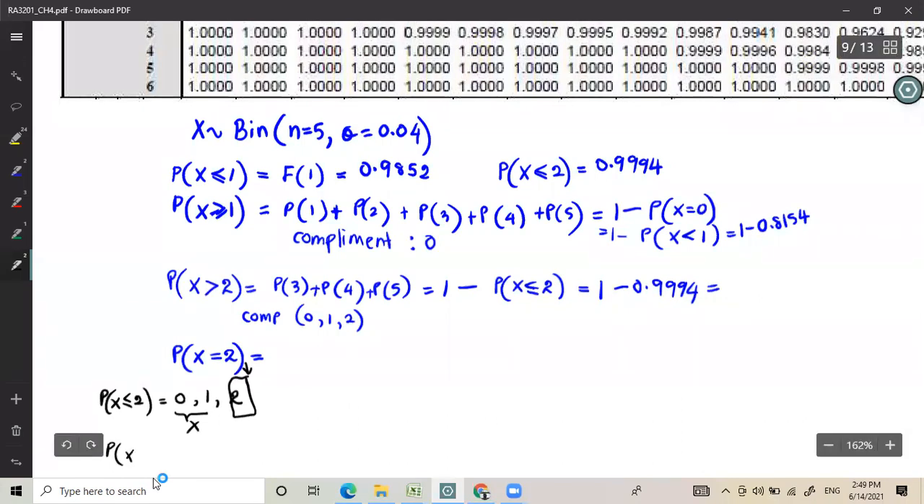Right? So you read up to 0 and 1, okay? And then you subtract this value from x less than or equal to 2. So if I write it like this, this area you don't need. So this is the same as you read up to x equals 2 and you subtract the one above it. That will give you P(X equals 2). Right? So let's go back to the table.